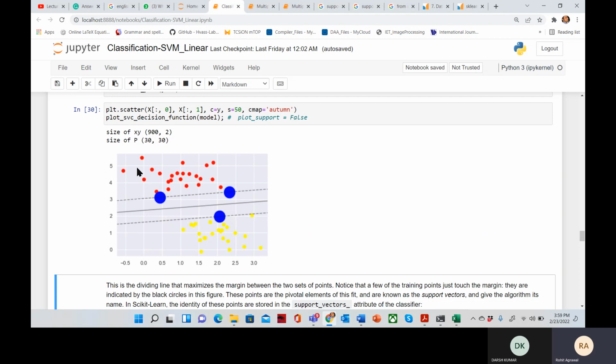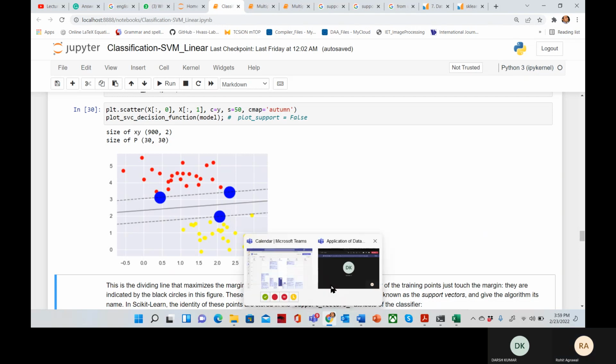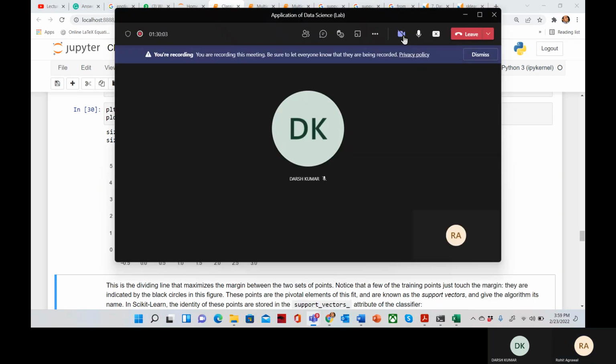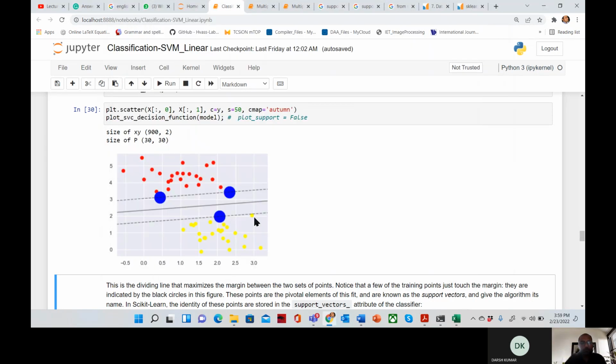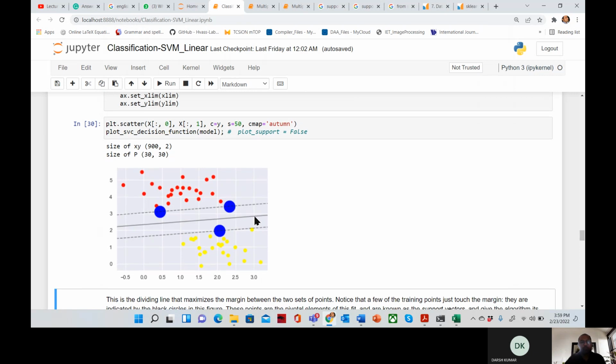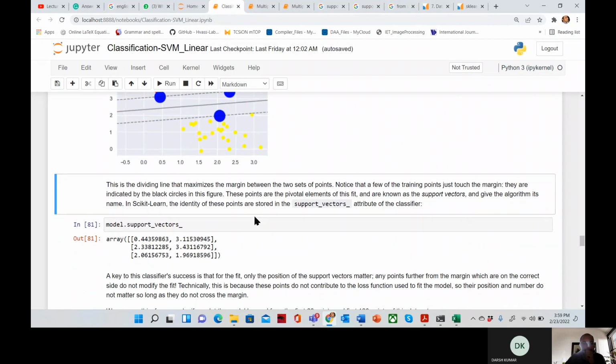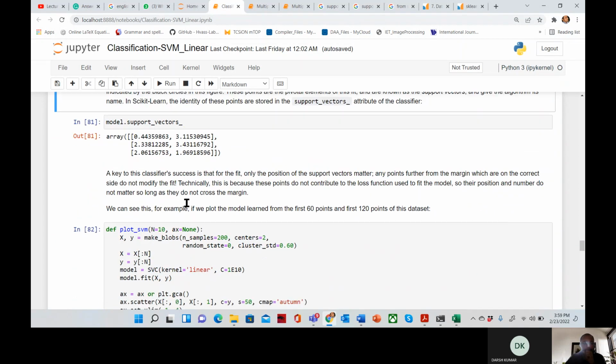All the points that lie on this side of this hyperplane will be in one class, and all the points that lie below this line will be in the other class. Clear? I think there is only one student in the class. Okay, that's clear here. Yes sir, clear. So this was your support vector machine, and these are the support vectors.